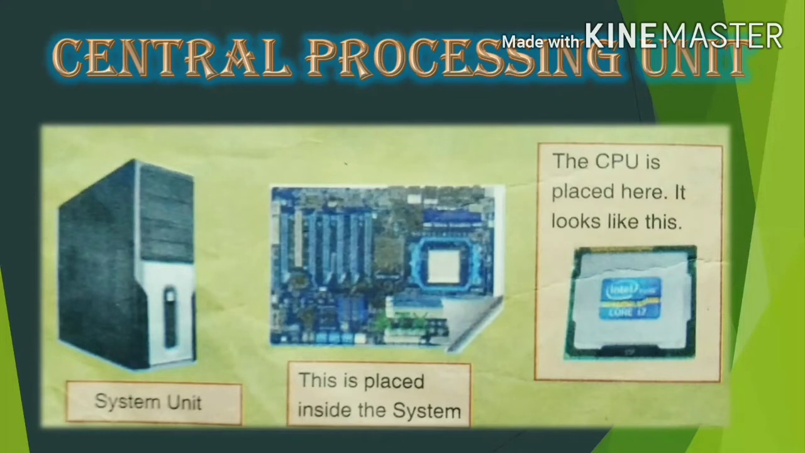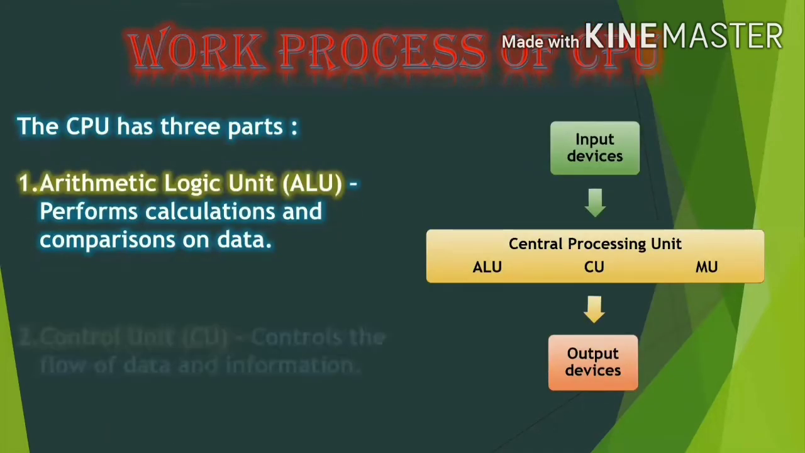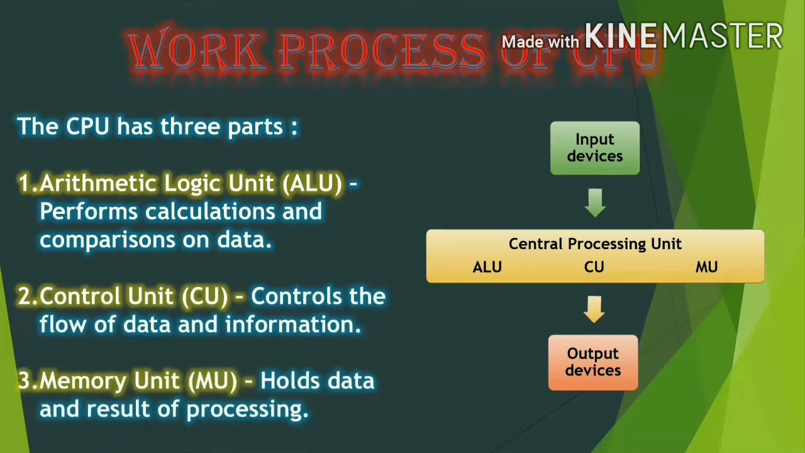Now let us see how the information is processed in CPU. The CPU has 3 parts. They are ALU, Arithmetic Logic Unit. The second one is Control Unit, that is CU, and MU, Memory Unit. A CPU processes instructions using its 3 parts. The calculations and comparisons on the data will be done in ALU, and in CU, it controls the flow of data and the information, and the memory unit holds the data and results of processing.